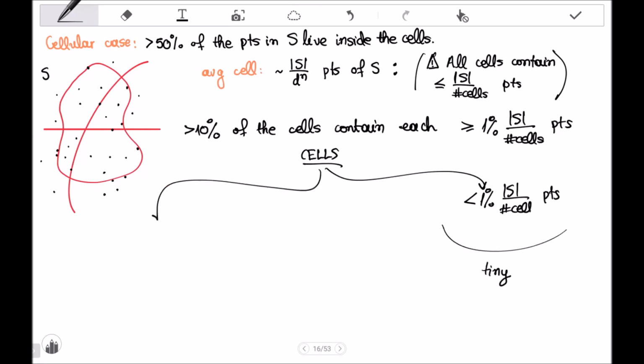So you must have the big contribution, more than 49% or something of the points, from the rest. The cells that contribute at least 1% of the average of the points. And this will mean, if you think about it for a moment, that these cells should be many. So more than 10%, let's remember that, have this good property.